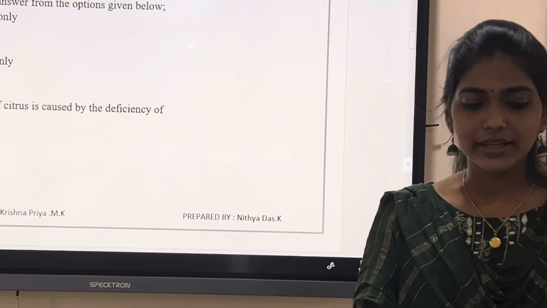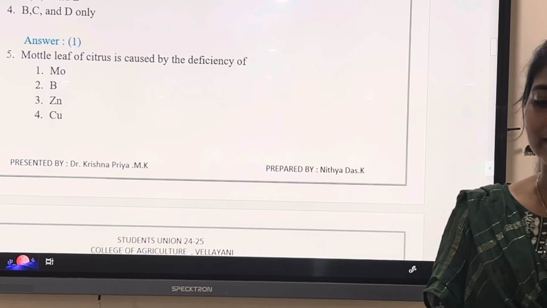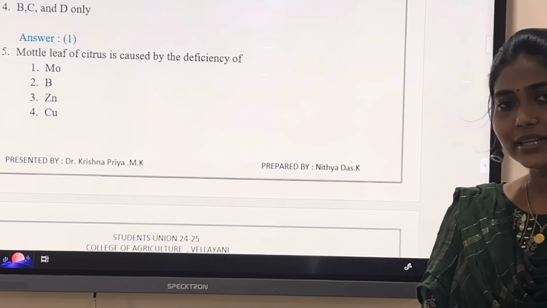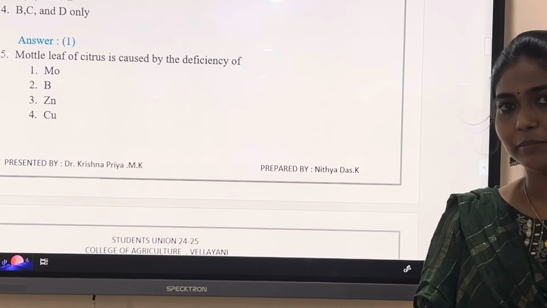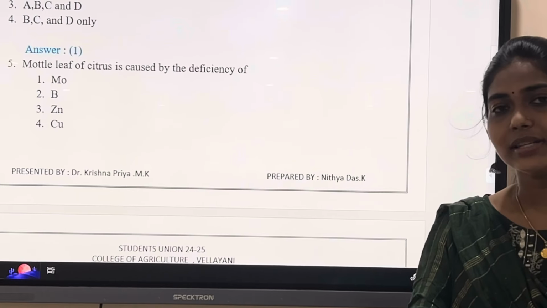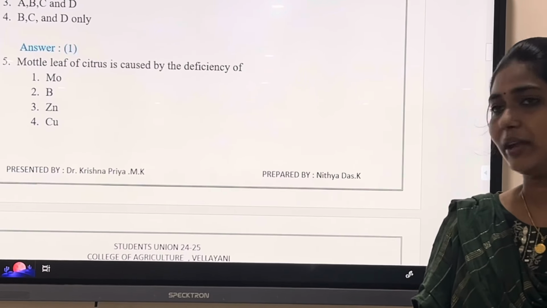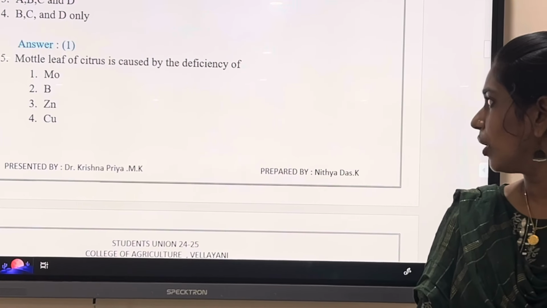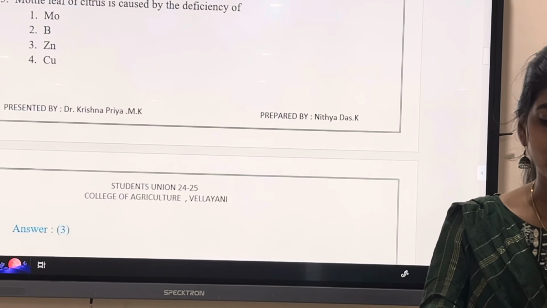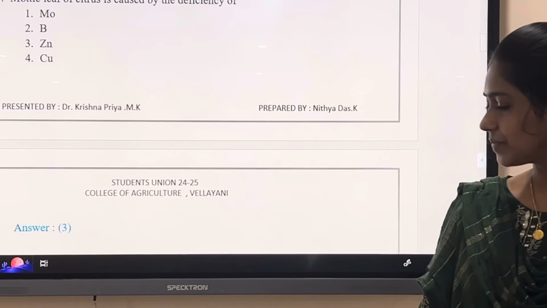Now the fifth question: the mottle leaf of citrus is caused by the deficiency of. Again, this is a repeating question, where a deficiency symptom is given and we are asked to find which nutrient this particular deficiency is caused by. Mottle leaf of citrus is mainly caused by zinc deficiency.